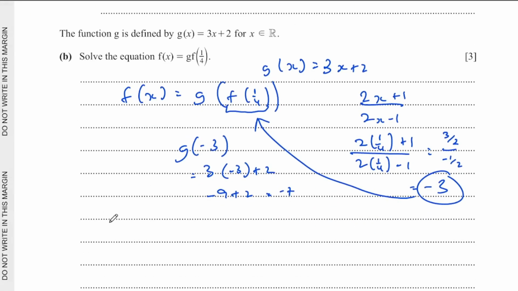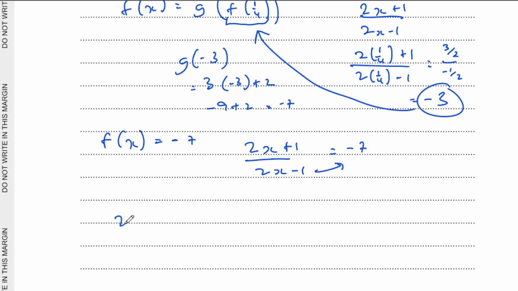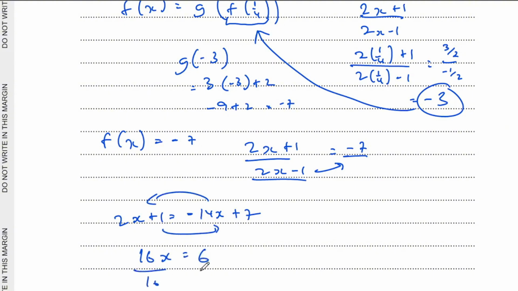Then we have to solve f of x equals negative 7. What value of x will give us negative 7? So just put that again, 2x plus 1 over 2x minus 1 equals negative 7. Bring that up here. And 2x plus 1 equals negative 14x plus 7. Multiply this with this, and we can just rearrange them. So we get 16x equals 6, over 16 over 16. x would be equal to 6 over 16, which is just 3 over 8. And that's what x would be equal to.